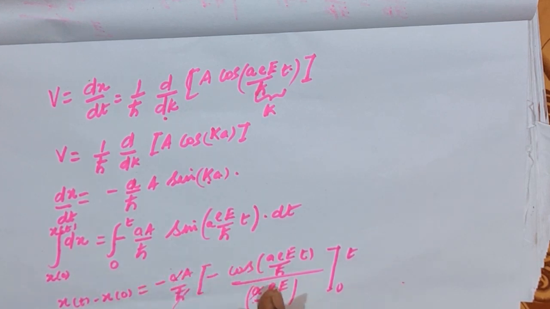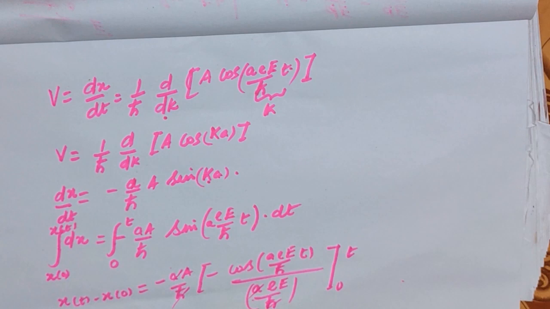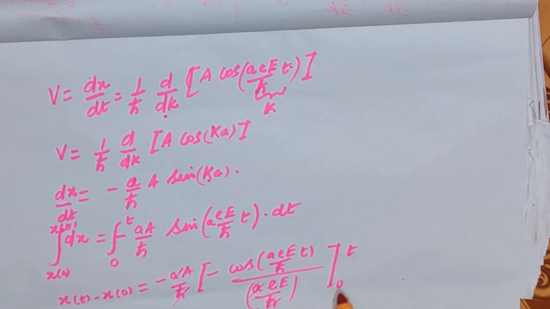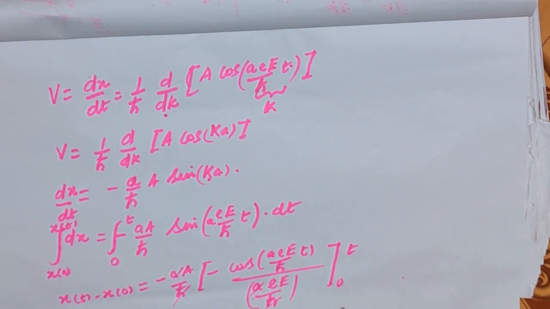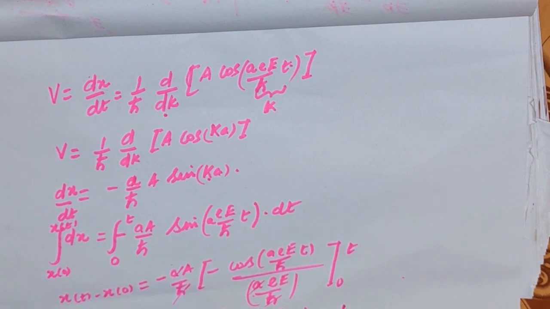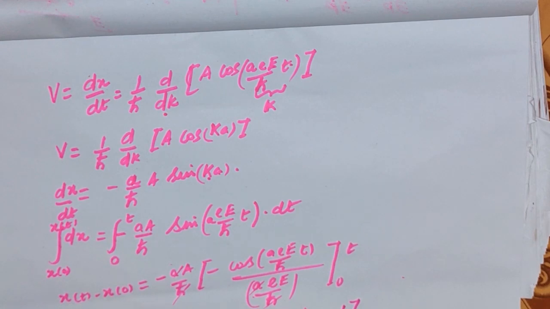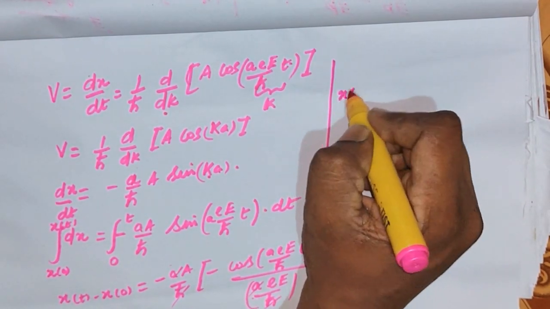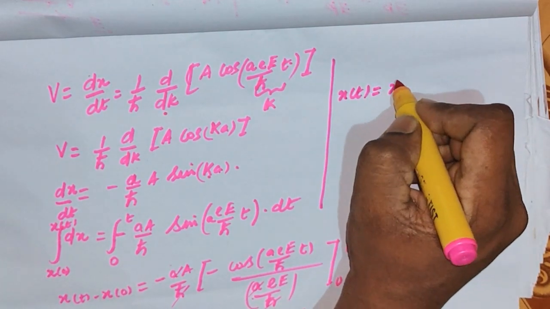Here it's a sine function. If you are integrating it, you get cos, minus into minus gives plus. Substituting this, it will give cos of a e divided by h cut times t, minus the cos 0, which is 1. So this will be the right side. You can call the left side x of t minus x of 0.